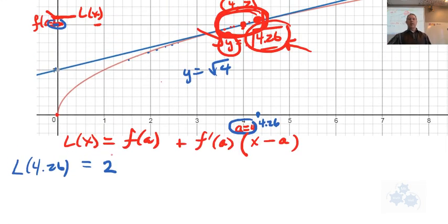So 2. Everyone see how f of, this is really, a is 4. I'm going to put 4 here. Can I do that? 4 is my point. That's a in this question. So f of 4 is 2.